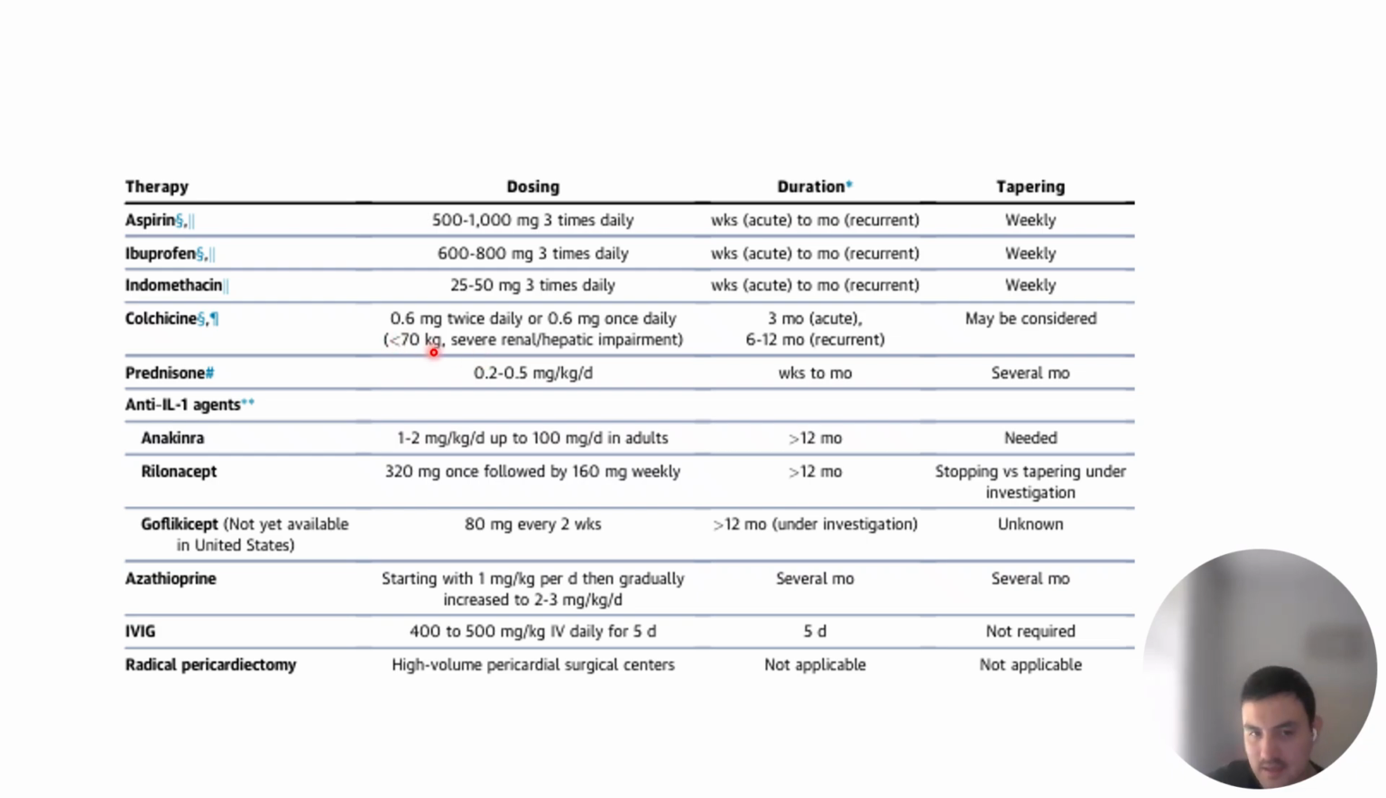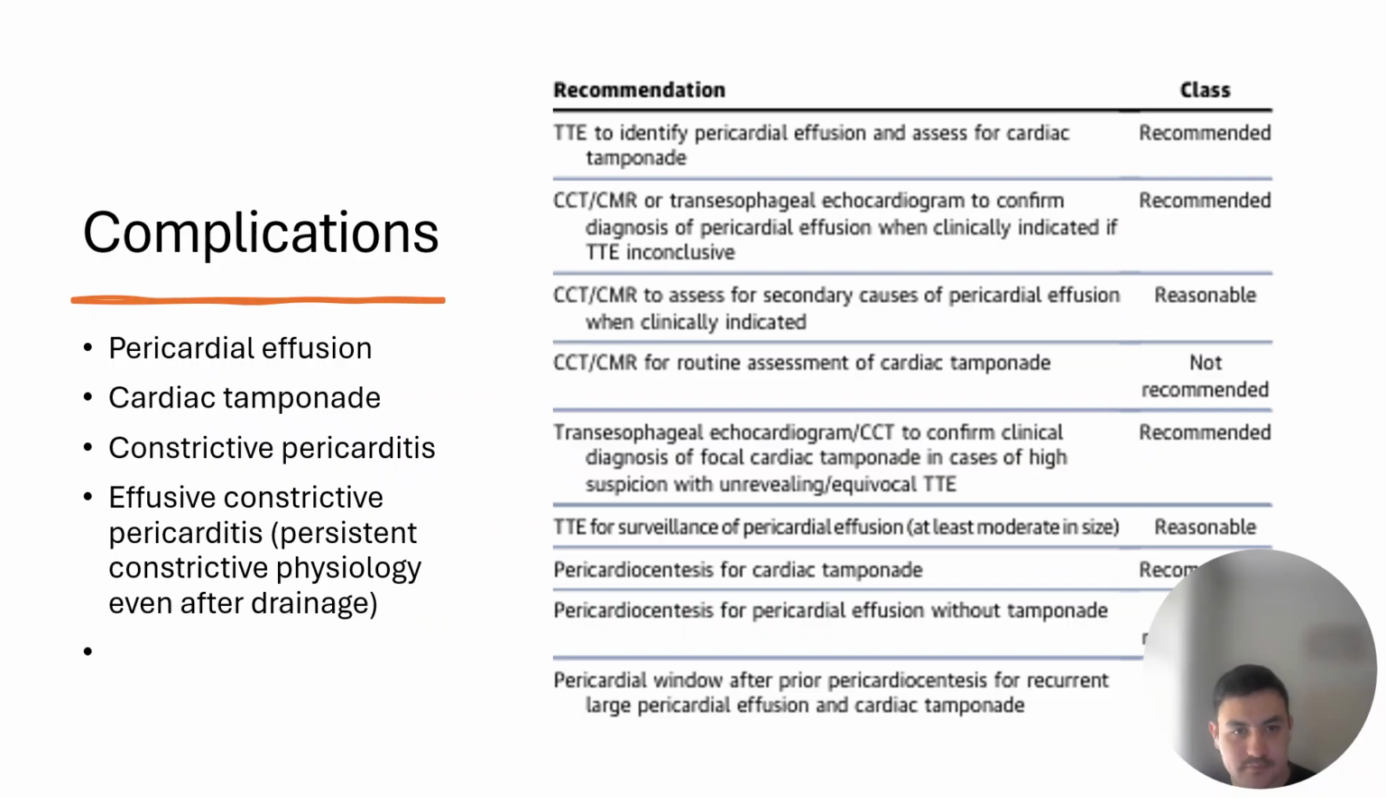If the patient is less than 70 kilos or has severe renal or hepatic impairment, 3 months for acute, 6 to 12 months for recurrent. Prednisone, we already talked about, 0.2 to 0.5 milligrams per kilogram. Those immunologics have their own regimen, usually injectables. Anakinra is daily, and rilonacept is weekly, so you may consider how the patient wants to do it. Radical pericardiectomy is always when those medications fail to control the acute pericarditis.